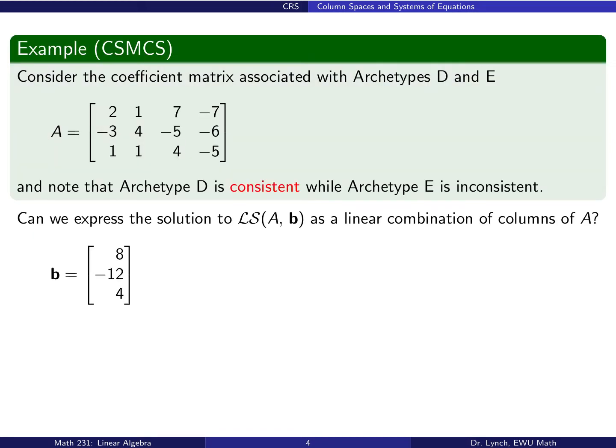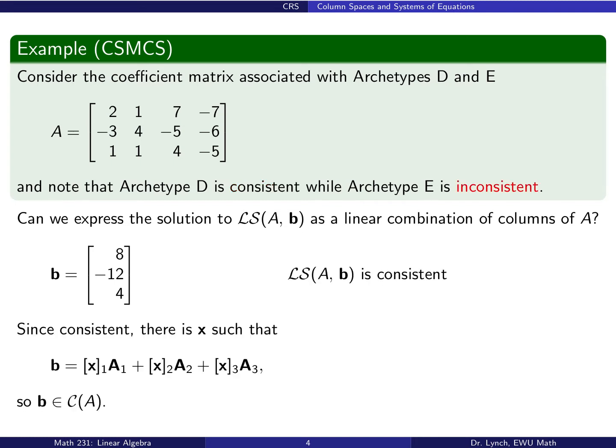So here's an example, the coefficient matrix associated with archetypes D and E. We'll go ahead and think about the column space of the matrix A. To think about whether this element B is an element of the column space of the matrix A, well, can we write B as a linear combination of the columns of A? It turns out that yes, we can in this case. The corresponding linear system is consistent.